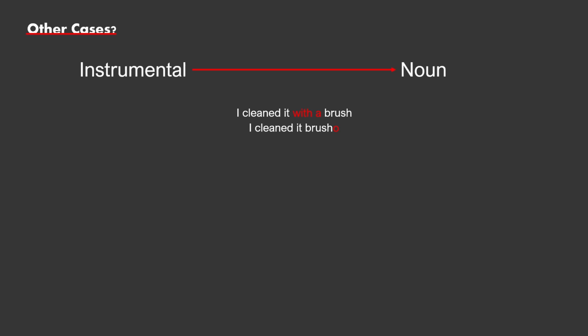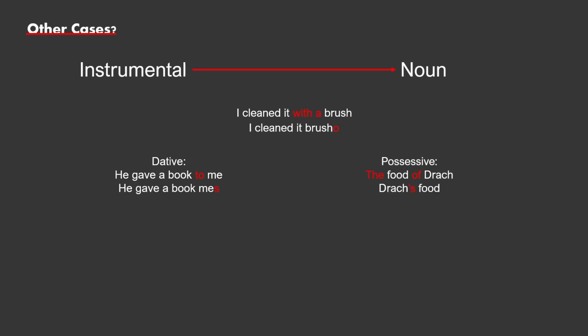Others can also be dative. German speakers and learners will definitely know the pain of this. "He gave a book to me" can become "he gave a book me's." Possessive case, "the food of Drac" can become "Drac's food."